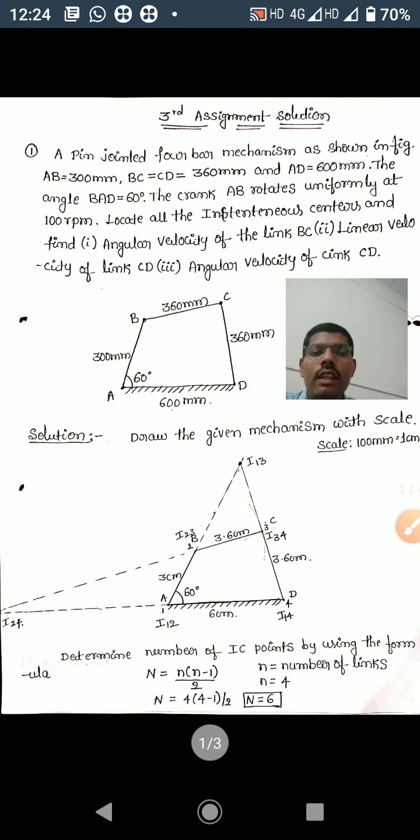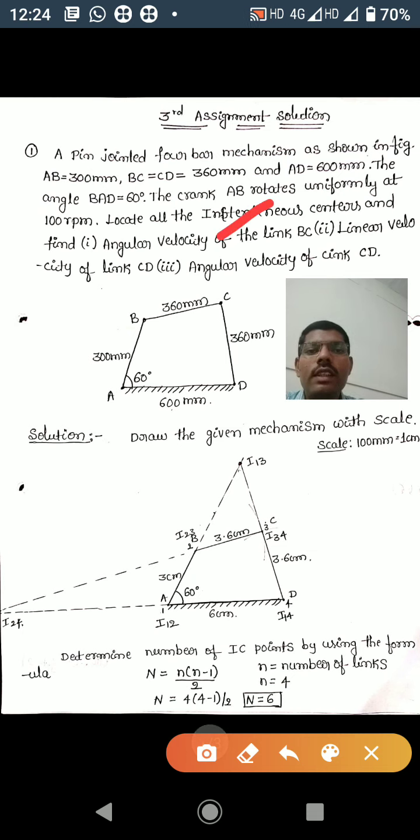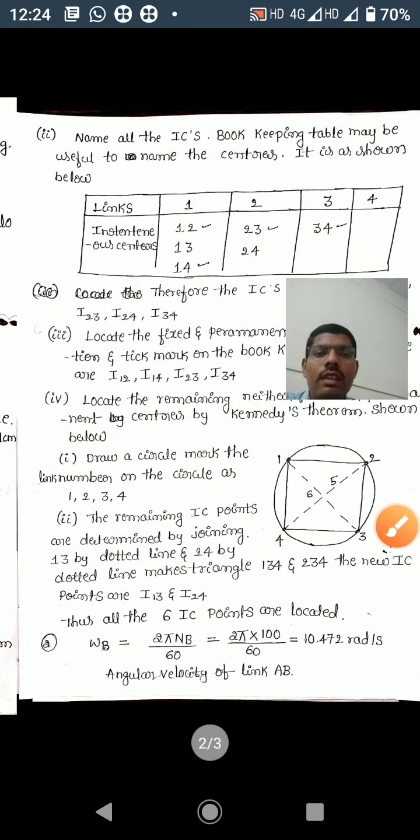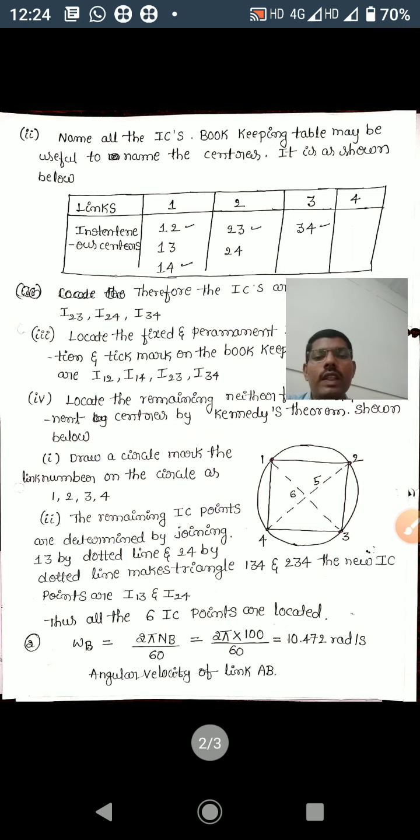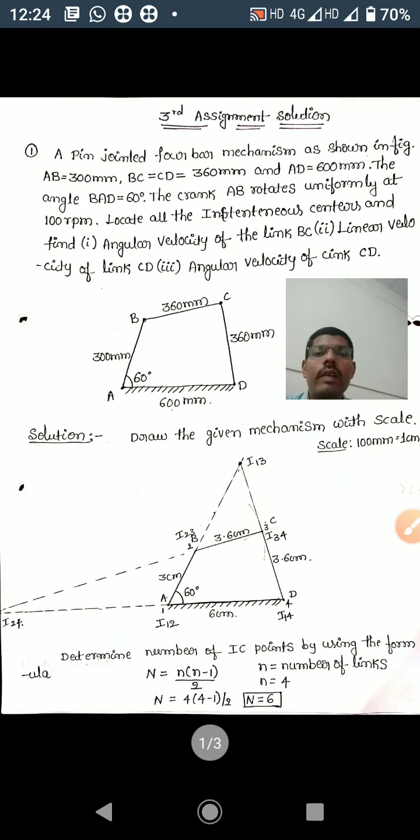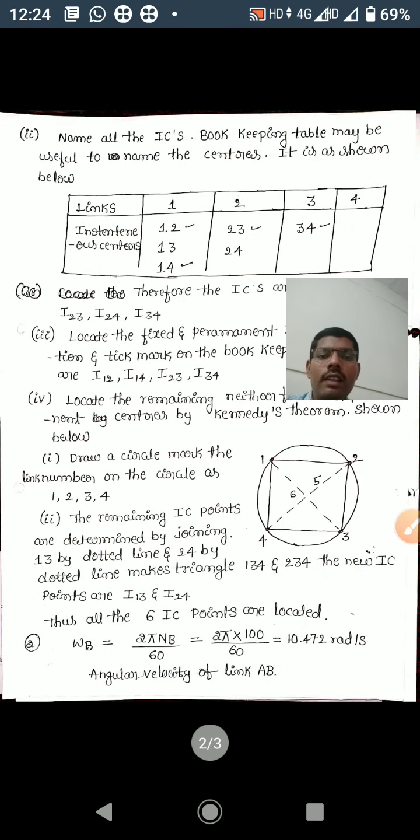He is asking here to determine the angular velocity of the link BC, then the linear velocity of the link CD, then the angular velocity of the link CD. So you have to determine these things. For that, you are already familiar with the angular velocity formula, 2 pi N divided by 60. For the angular velocity of the link AB, you have to use the speed NB, given as 100 rpm. Substitute that value, you will get 10.472 radians per second. So the angular velocity of the link AB is 10.472.